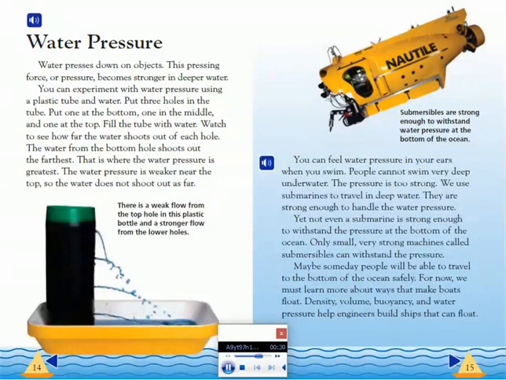The water from the bottom hole shoots out the farthest. That is where the water pressure is greatest. The water pressure is weaker near the top, so the water does not shoot out as far.